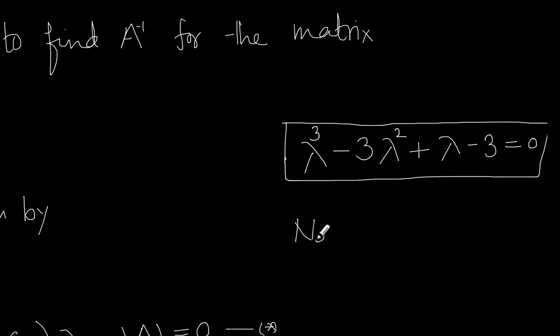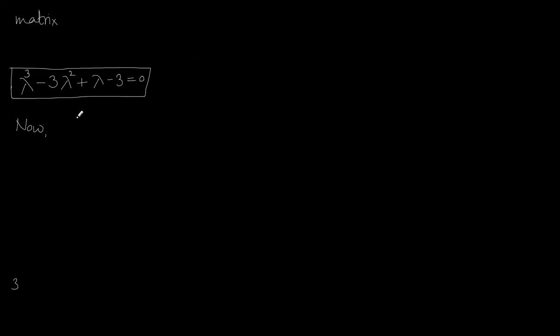Now we have to show that this characteristic equation is satisfied by the matrix A. For this we have to find the values of A square and A cube. So first we will calculate A square. Just write down the matrix A, and we will see how to multiply the two matrices. This matrix is given, so we repeat it 2 times.